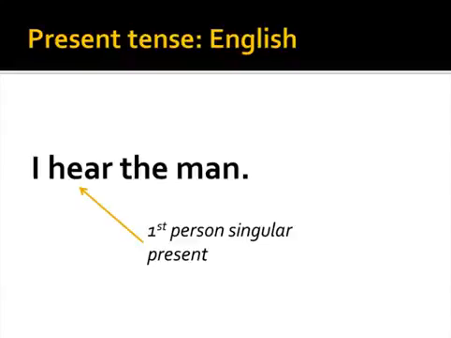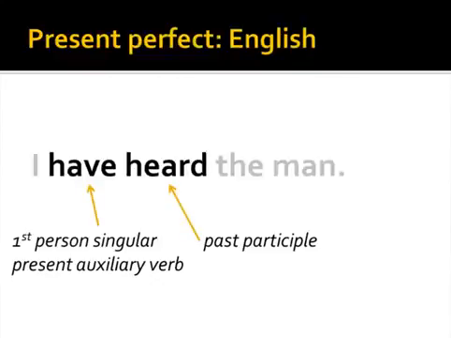So what is the present perfect tense? Let's take a look first, however, at the present tense in English. I hear the man. We have subject-verb agreement, the subject, first person singular personal pronoun I, and I hear, first person singular present tense form of the verb. It reports on an action that's happening now in the present moment. However, we can make a present perfect tense by changing hear to the past participle heard and having a first person singular present auxiliary verb or helping verb, have.